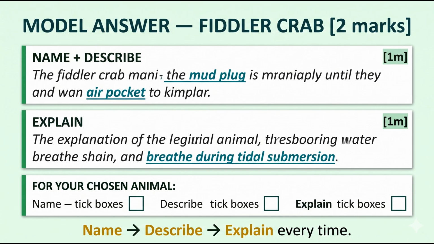Notice that the explain step names the mechanism. Trapped air pocket enables breathing and links it directly to survival in the intertidal zone. That link is what earns the second mark. Check your own answer. Did you name the adaptation precisely? Did you describe the physical feature? Did you explain the survival mechanism and connect it to the environment?